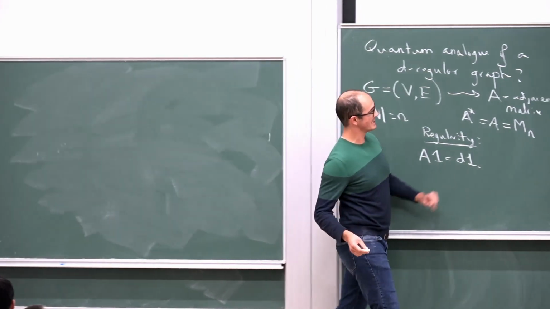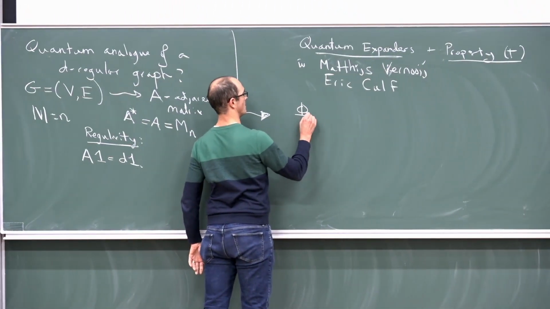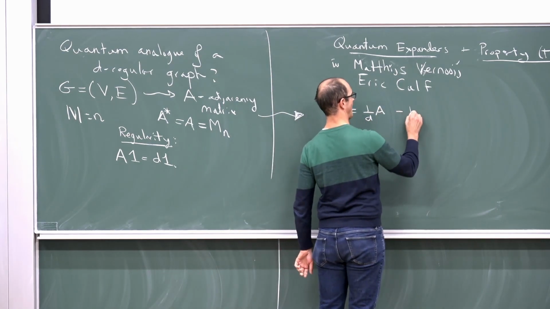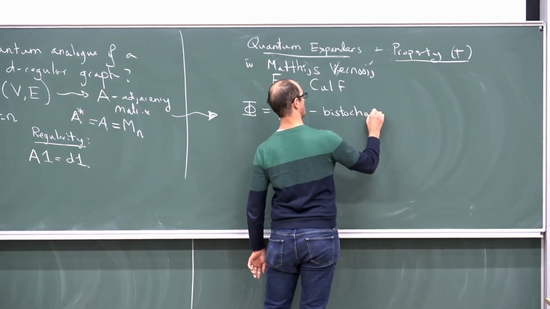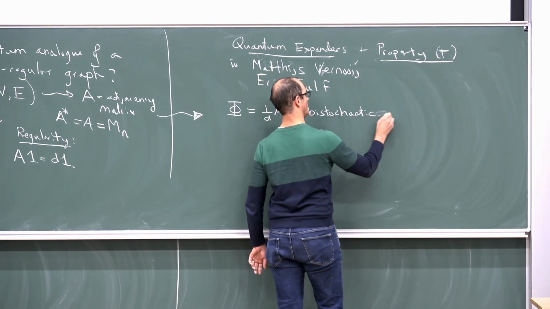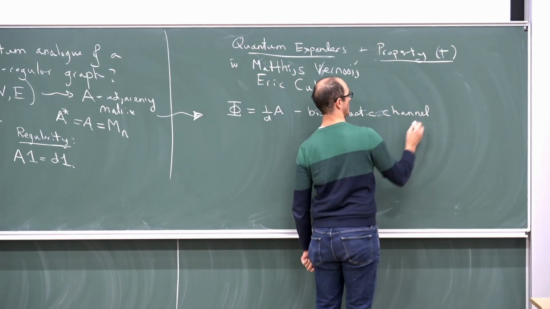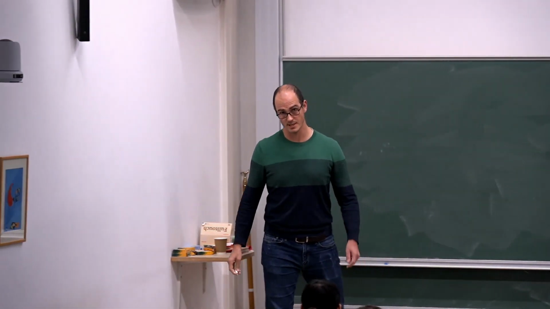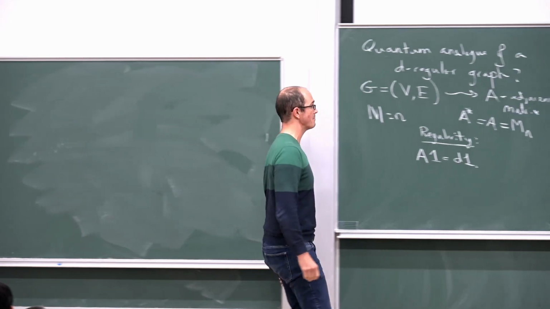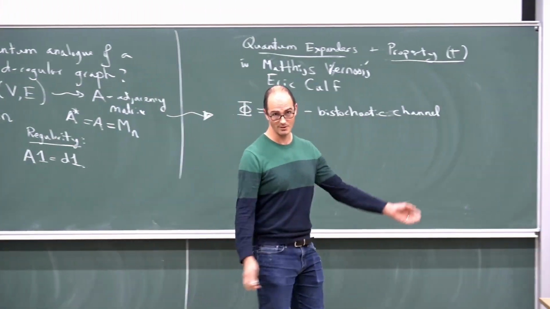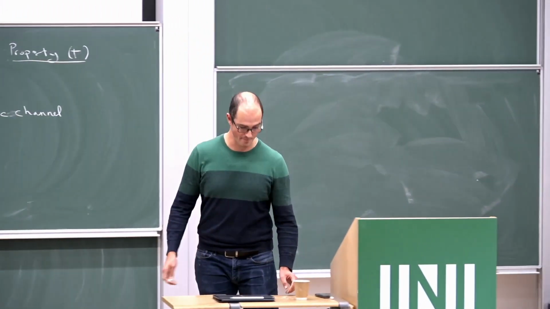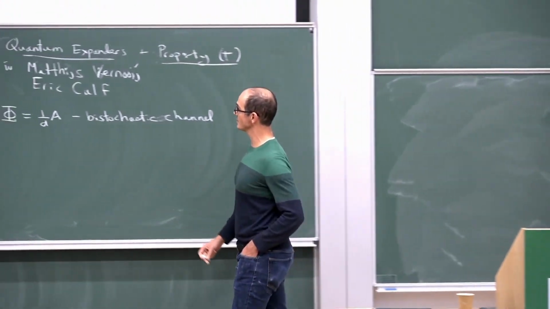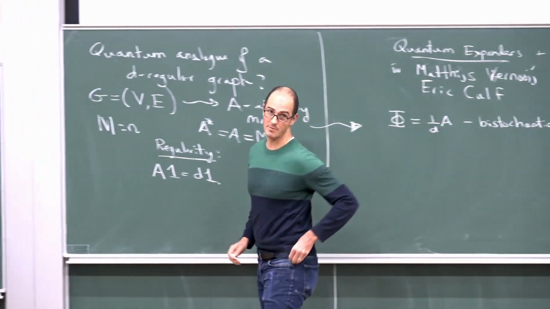The point here is, if I rescale this A, I get a channel. This is a bistochastic channel, and it's acting on the function space of the vertices. So this is a unital, completely positive map, which is also trace preserving for the canonical trace coming from the uniform probability on the underlying vertex space. So we have a bistochastic channel with some extra properties.